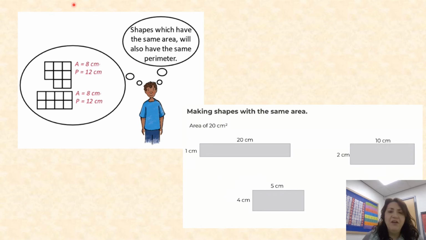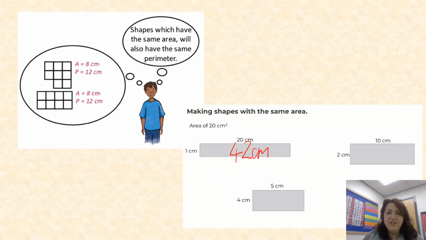Shapes which have the same area will also have the same perimeter. Now, think back to when I asked you to draw the factor bugs and draw the different rectangles. So we worked out that there were different ways to show the same area. Are all these shapes, so this is when we did 20 centimetres squared for the area, do they all have the same perimeter? Let's have a look at this one. The perimeter will be 20, add 20, that's 40, add 1, add 1. So that's 42 centimetres.